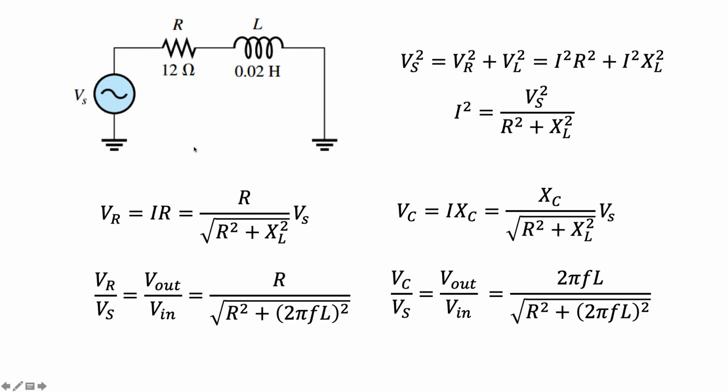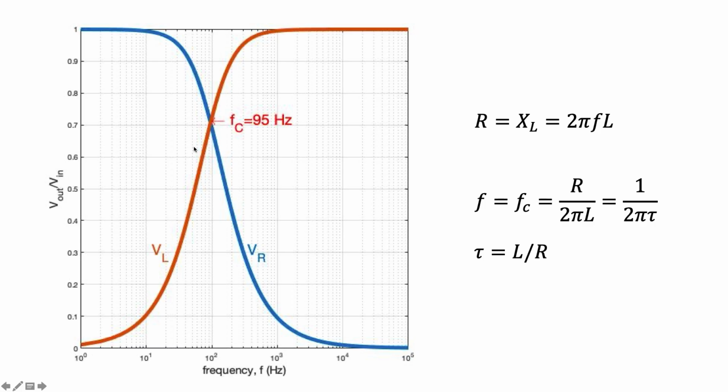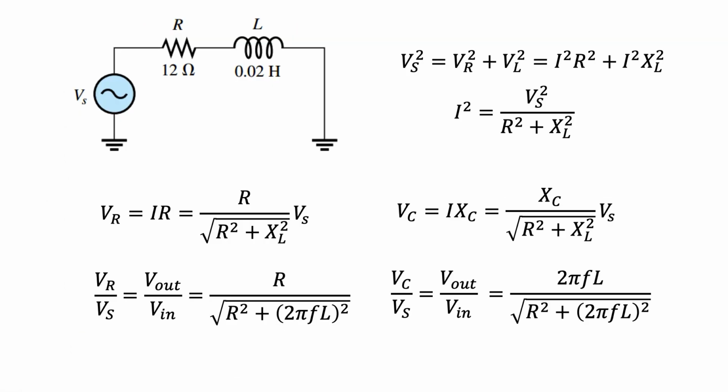From Kirchhoff's voltage rule, we get the following equations for the output voltage across the resistor and the output voltage across the inductor. Again, we normalize the output voltage with respect to the input voltage and obtain the following expressions for the resistor voltage and for the inductor voltage.